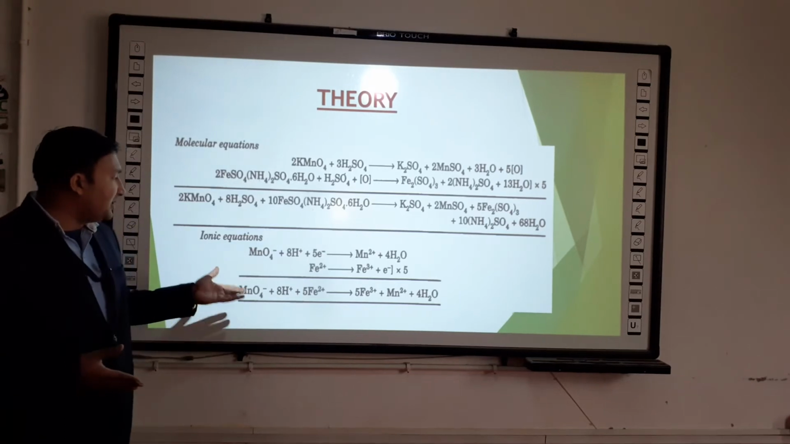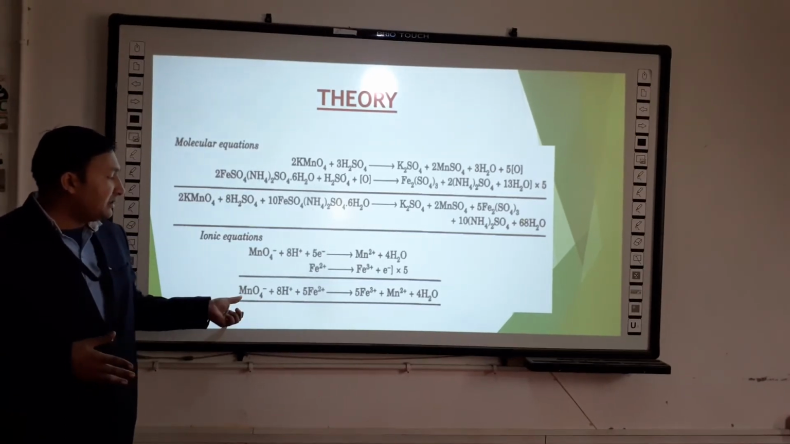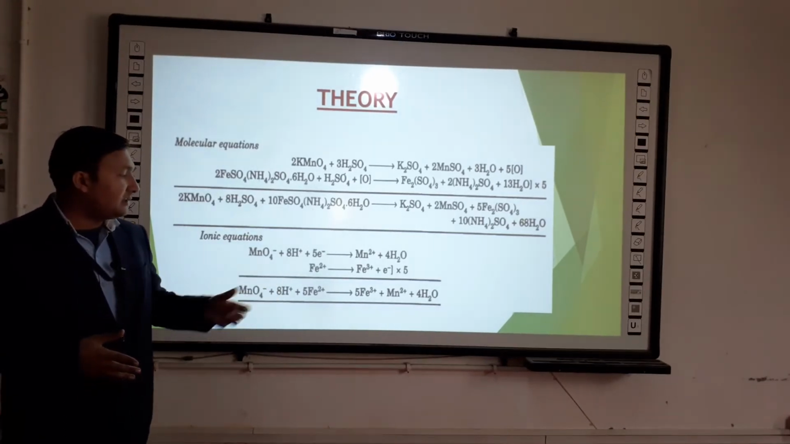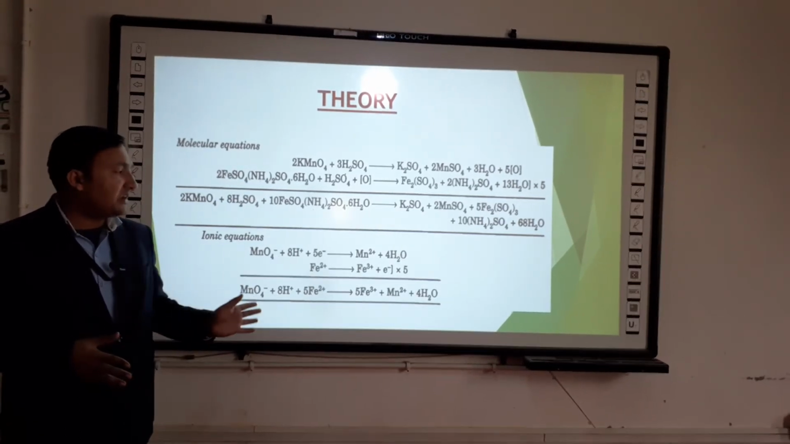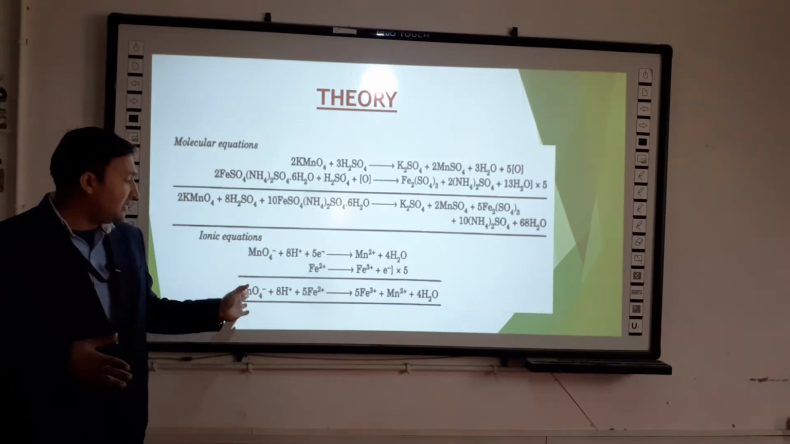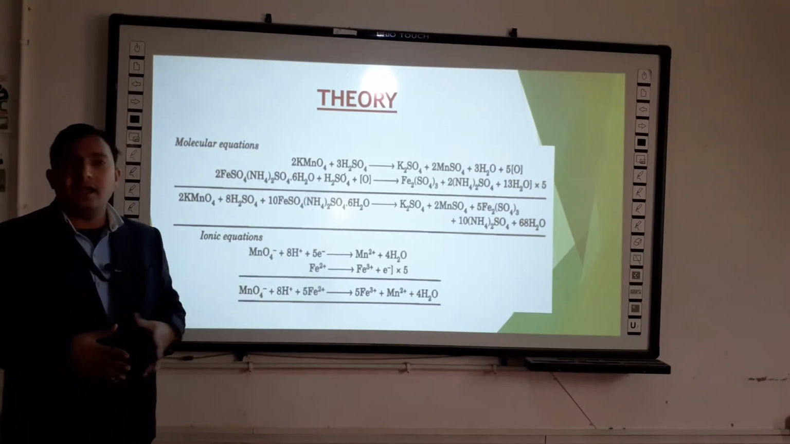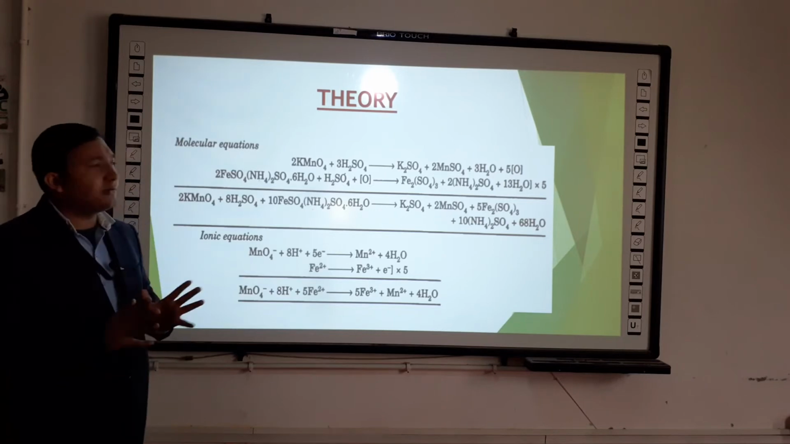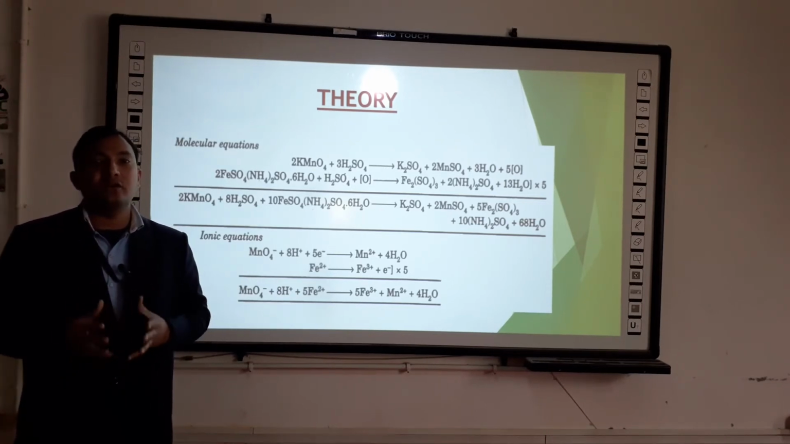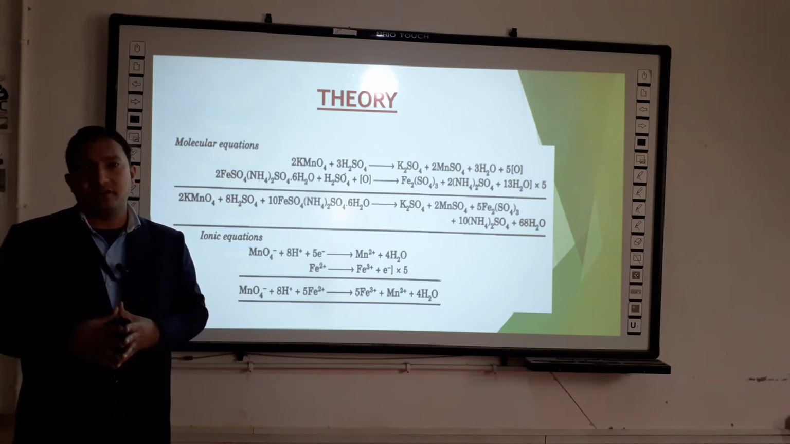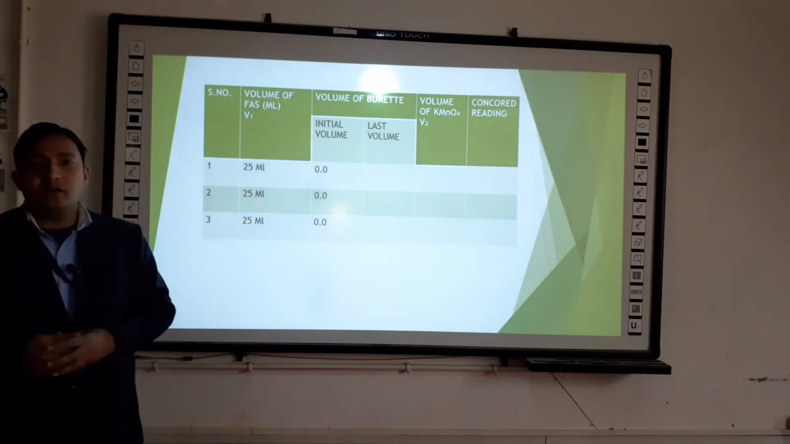So ultimately, the complete ionic equation is the permanganate ion reacting with protons, and the ferrous ions obtained from the ferrous ammonium sulfate will turn into the ferric ion. The permanganate ion will turn into the manganous ion, and water will be released along with that. So this is the theory of this experiment. In short, the unknown KMnO4 solution is going to be reduced by ferrous ammonium sulfate, and the ferrous ion will be oxidized in this particular condition. So we are going to perform this experiment.